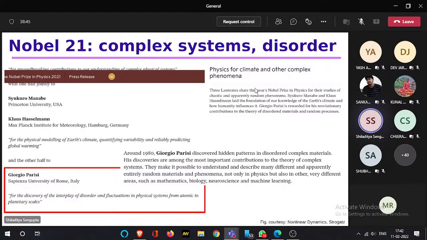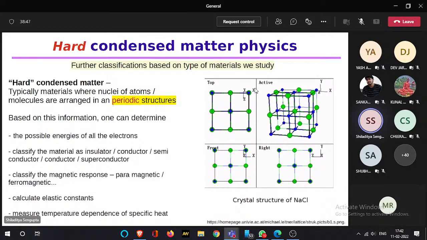So let me tell you a little bit more about what is disorder. But before that, now I'm going from condensed matter physics to some more specialized subtopics of condensed matter physics. I'm going to divide it into two parts. One is called hard and the other is called soft. This hard and soft is not about how difficult or how easy it is. It is about how the material responds if you apply force. If it is very hard to deform, it's called hard.